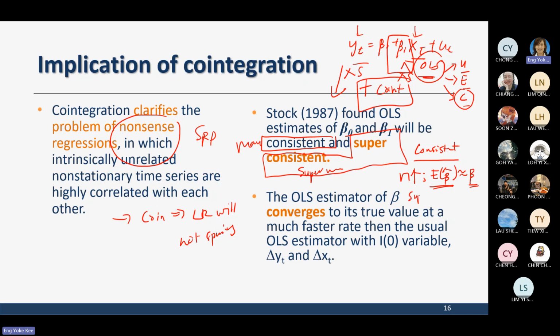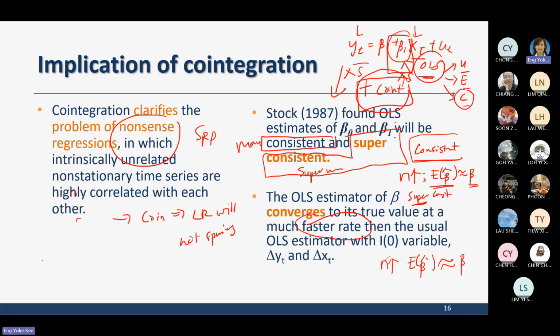This is what I call consistent. Now, super consistent means what? Super consistent deals with the speed, because the difference between man and Superman is the speed, right? So now if co-integration exists between X and Y, your beta estimates are not only consistent, they are super consistent. Meaning, if your sample size increases, your sample estimate converges to the true value at a much faster rate than the stationary X and Y.